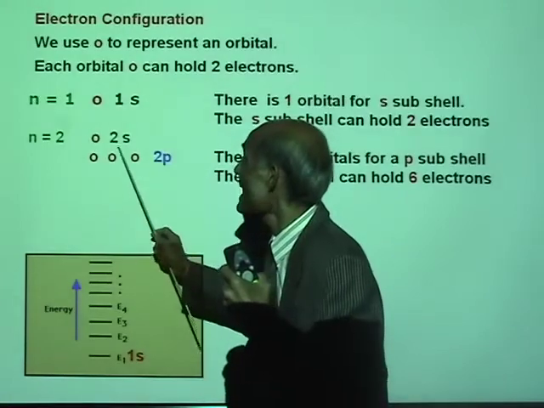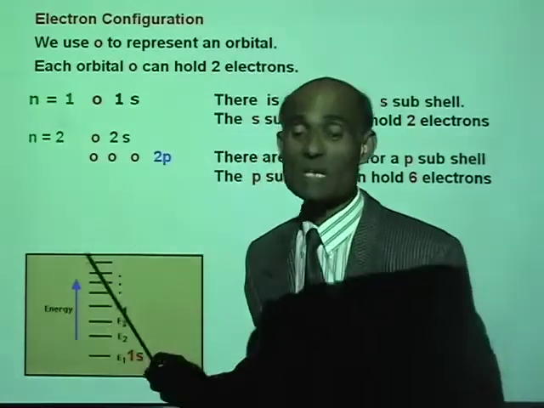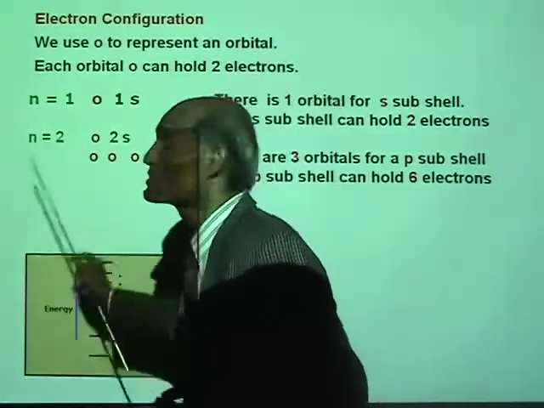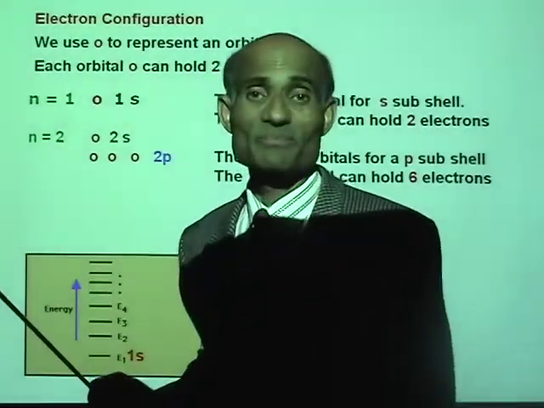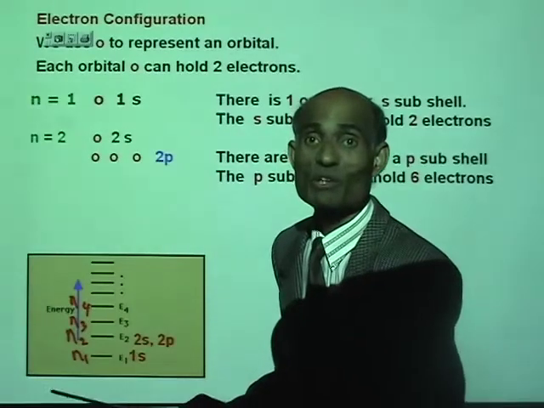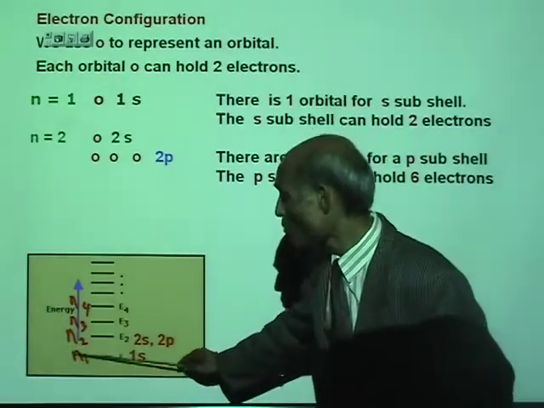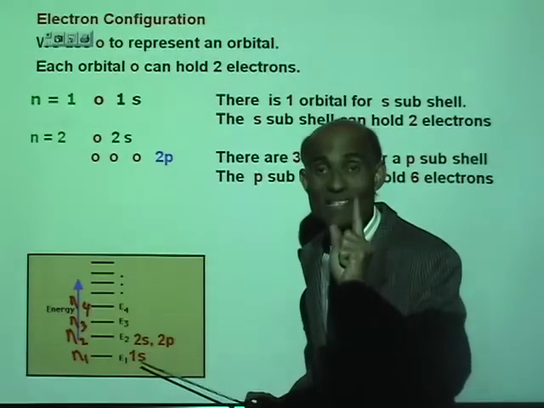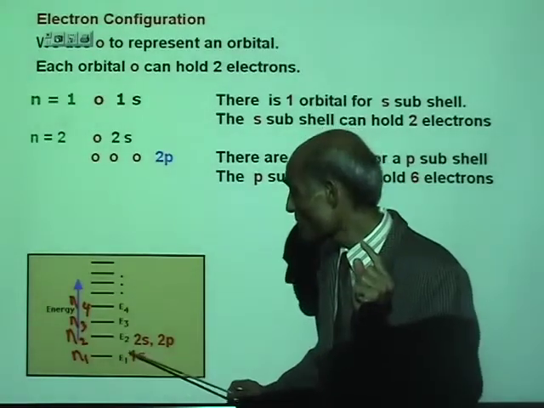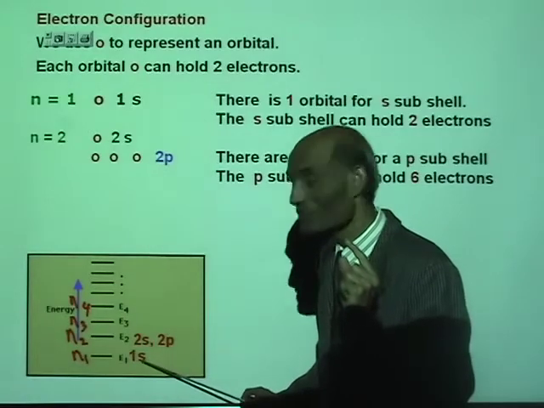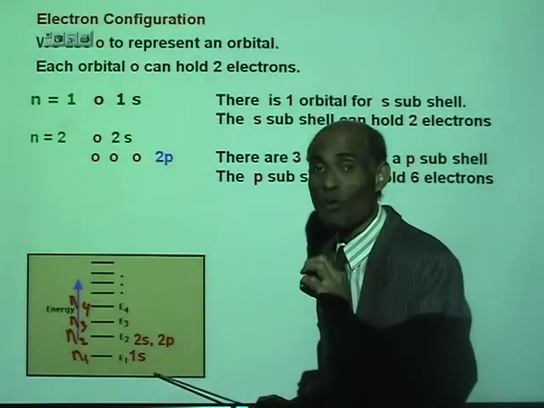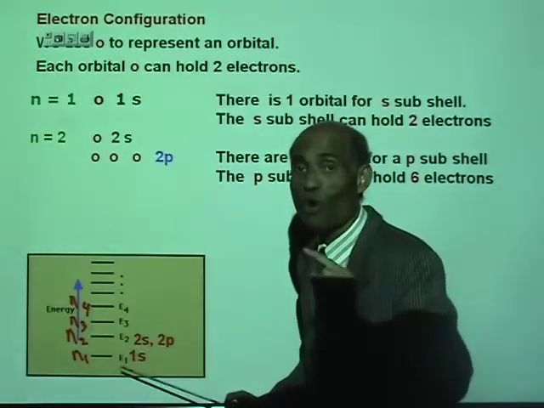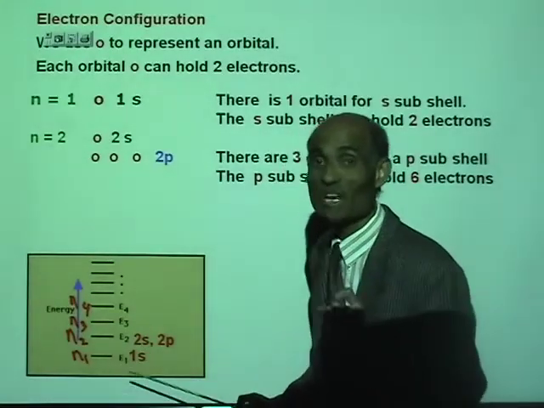Plus there are 2 S electrons. There can be 8 electrons in the n equal to 2 energy level. The energy level corresponding to n equal to 1 can only have 1 subshell. And look at the way we represent it. 1s. Now what does 1s stand for? It stands for the S subshell for the first energy level.